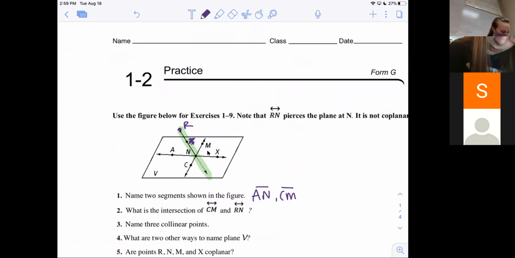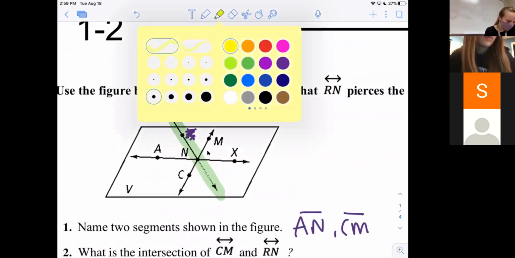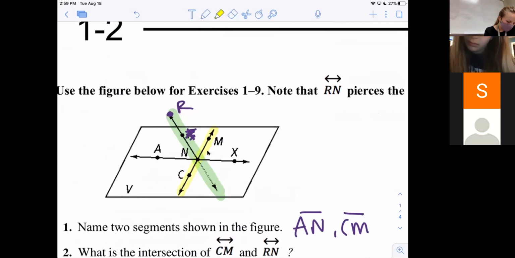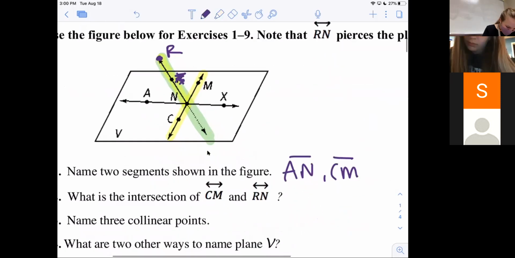Awesome. Okay, number 2 says, what is the intersection of CM and RN? CM and RN. When in doubt, trace it, draw it. CM, RN. I see you, Nolan. Who else knows? Kamara? Point N, awesome. And you can write point in front of it if it makes you happy. If not, you can just write capital N, call it a day.